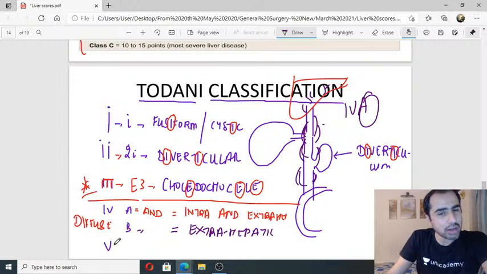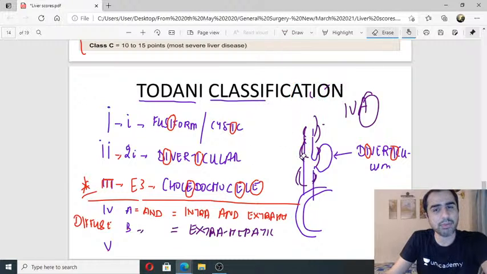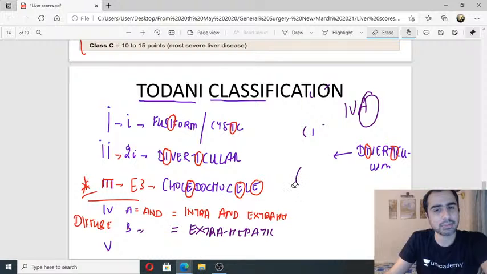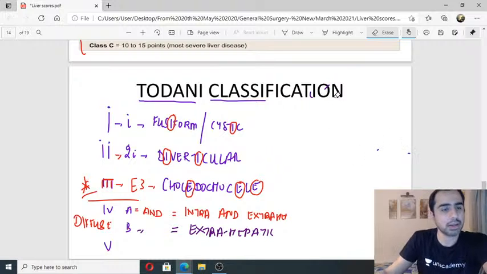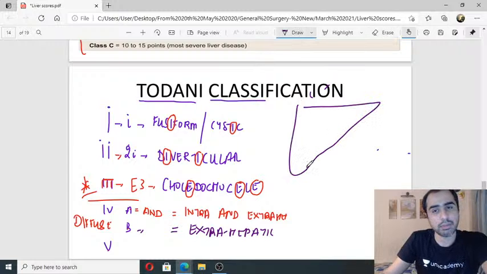What is the other name for type 5? Other name? What is the other name for type 5? Yes, what is the other name? मालूम होना चाहिए. Other name for type 5?